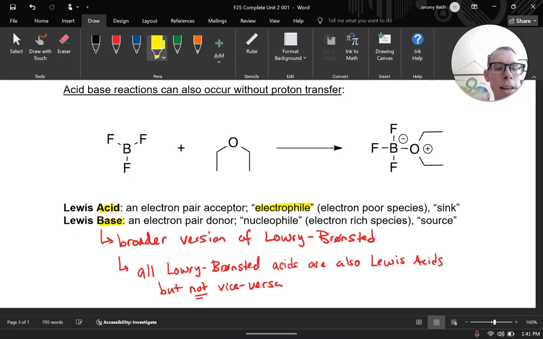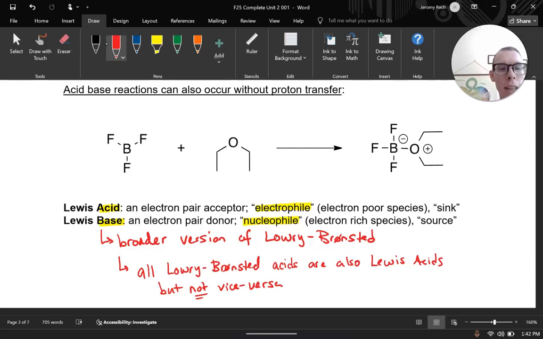Your base is going to be the donor of the lone pair. That's going to be where the electrons are, and we're going to use this term of nucleophile. Nucleophile stands for lover of nucleus, where electrophile is lover of electrons. So your nucleophile is going to be your electron-rich species, and that's going to be our source. We're going to use these terms of nucleophile and electrophile for the rest of organic chemistry and the rest of your life in organic chemistry. That's just something that's never going to go away, and we're going to use that a ton when we're talking about different types of reactions.